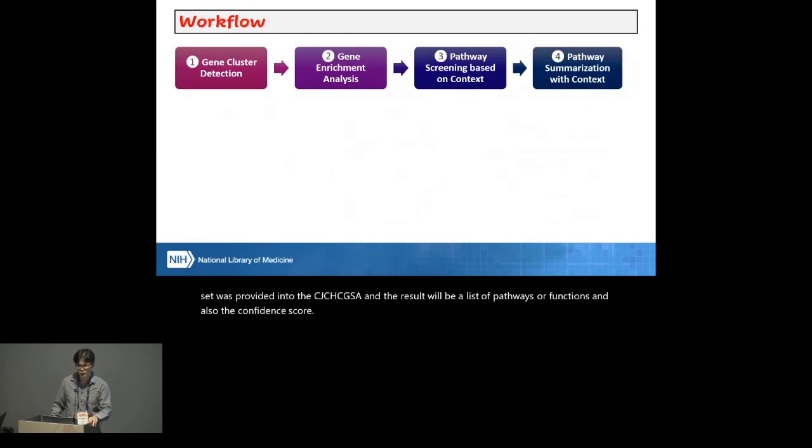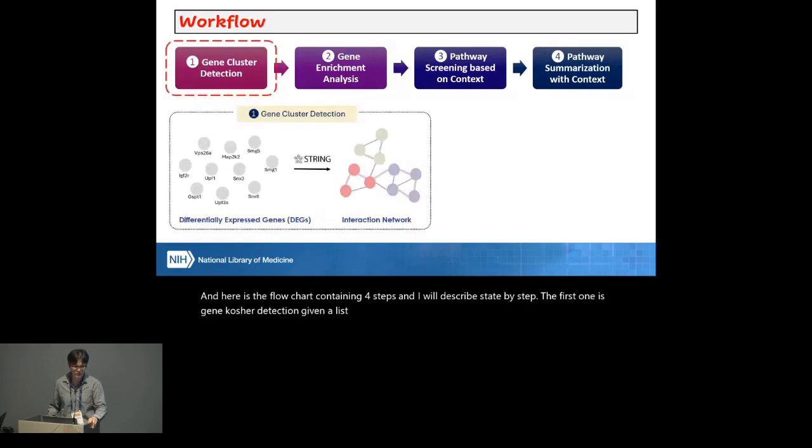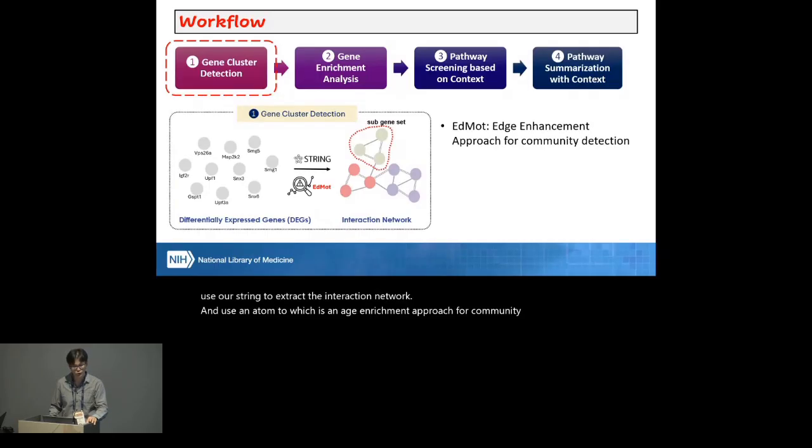Here is the flow chart containing 4 steps, and I will describe step by step. The first one is gene cluster detection. Given a list of genes, which can be differentially expressed genes, we use STRING to extract the interaction network, and use an enrichment approach for community detection to group the genes into sub gene sets, because we believe that genes close to each other are functionally related.